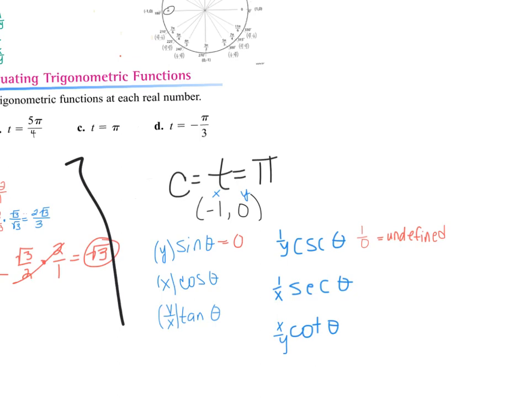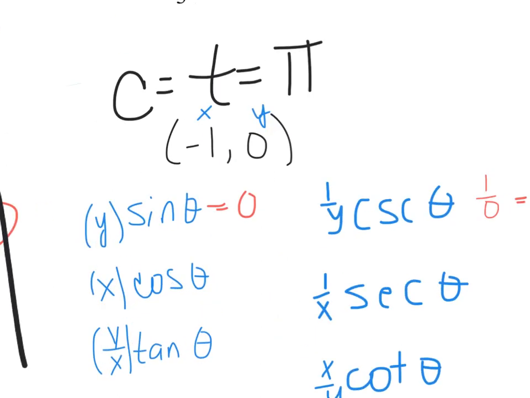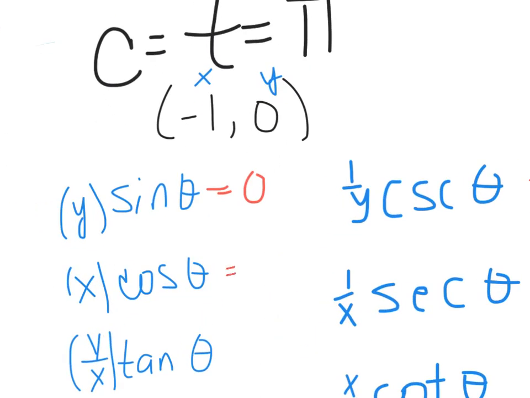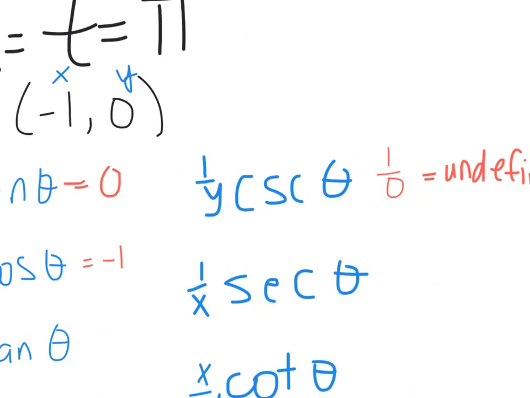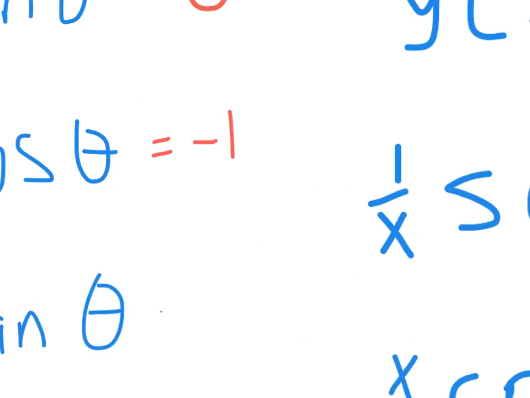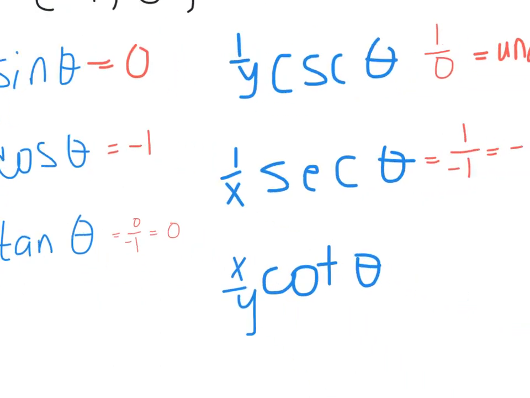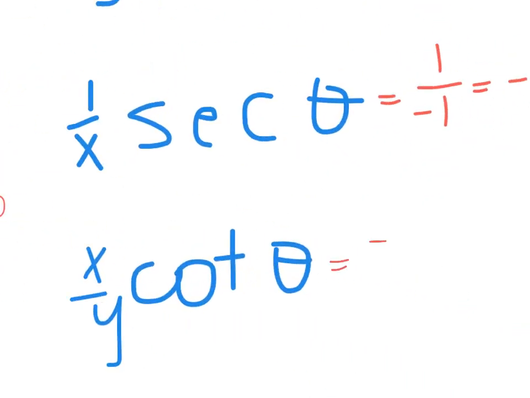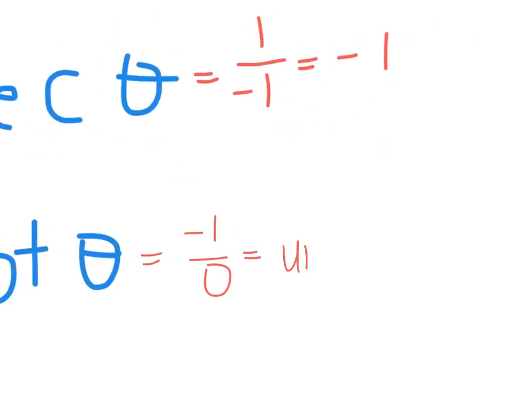So for cosine, that's going to be my x value. So my cosine of pi is -1. So my secant is going to be 1 over -1, that again equals -1. We're good. And then tangent is going to be y over x. So it's 0 over -1, which equals 0. My cotangent is going to be x over y, so -1 over 0, which again, when 0 is in the denominator, what's our answer? Undefined.